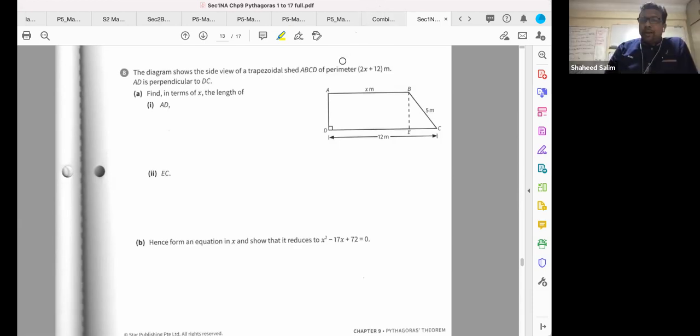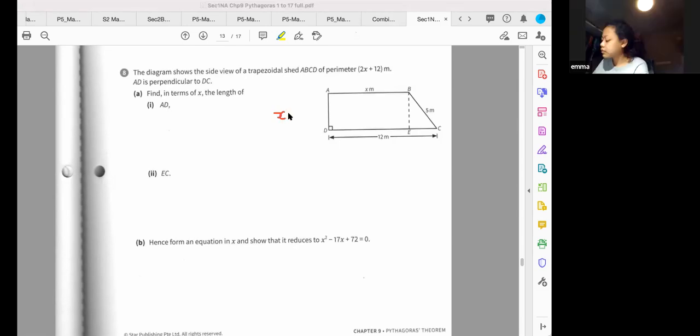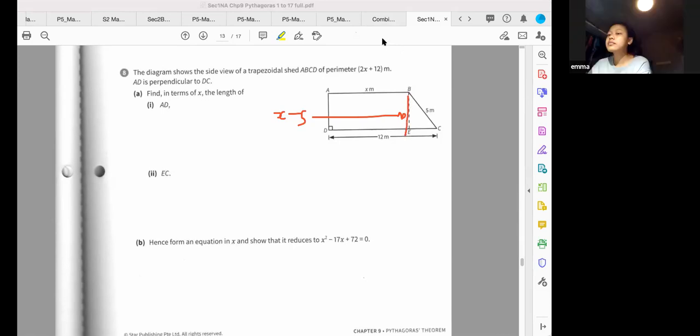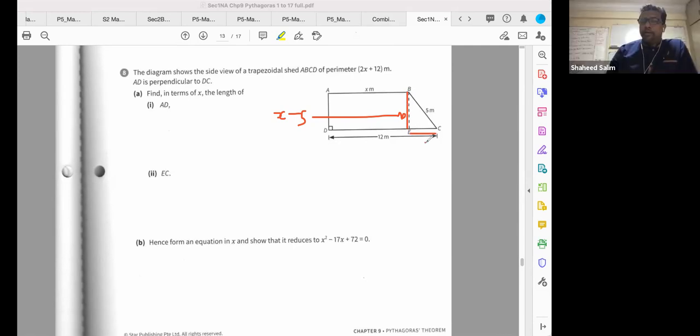So you got X minus 5 here. Which is the same thing here, right? Same thing here. Now they want you to find EC. Please find EC using this value.